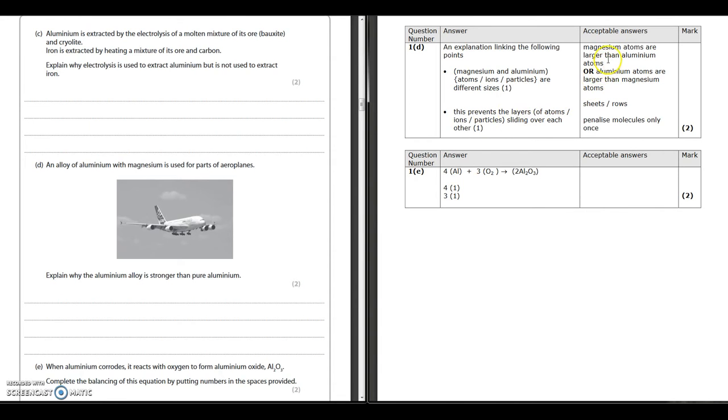Okay. So obviously you can see in the acceptable answers there, we've got all the stuff about sheets and rows and thinking about sliding over each other. Look at that, penalise molecules only once. So try and put in some of the right words, because they're magnesium atoms, or if you've looked at it in terms of Chemistry Unit 2, they are cations, they're charged ions. Particles is acceptable as well, but not molecules. Molecules is where they're joined together, it's covalent bonding, so steer away from that one.